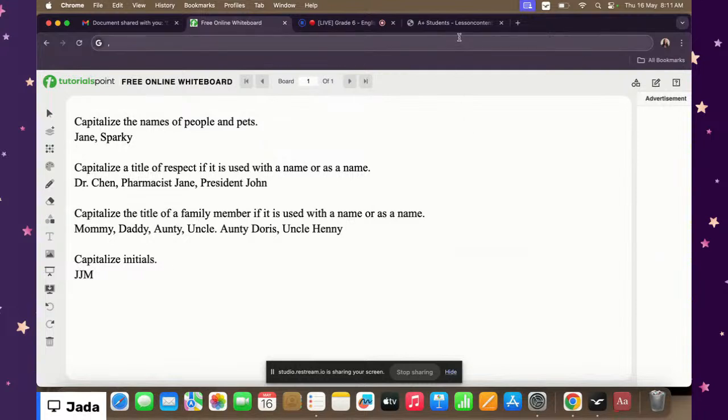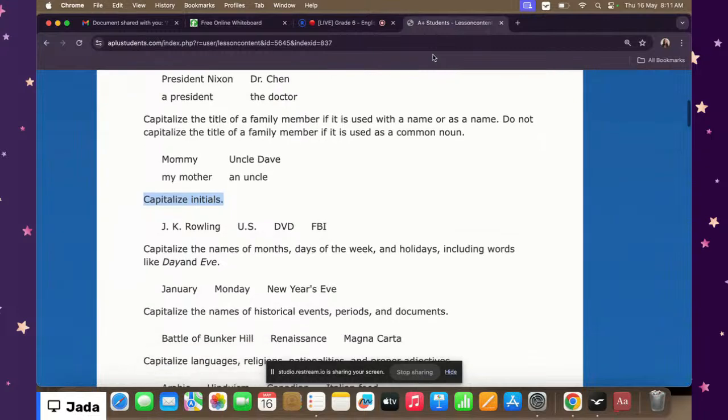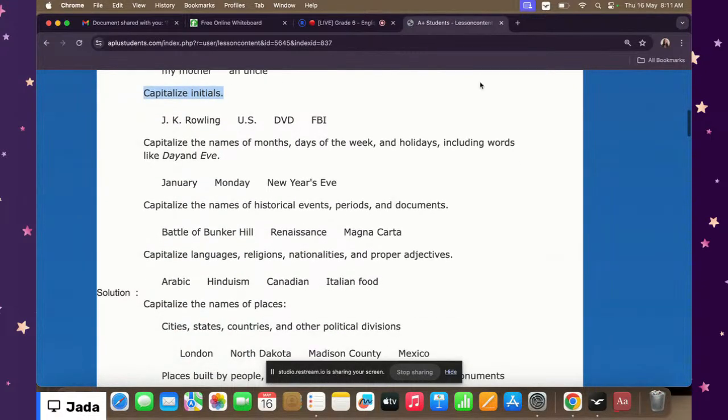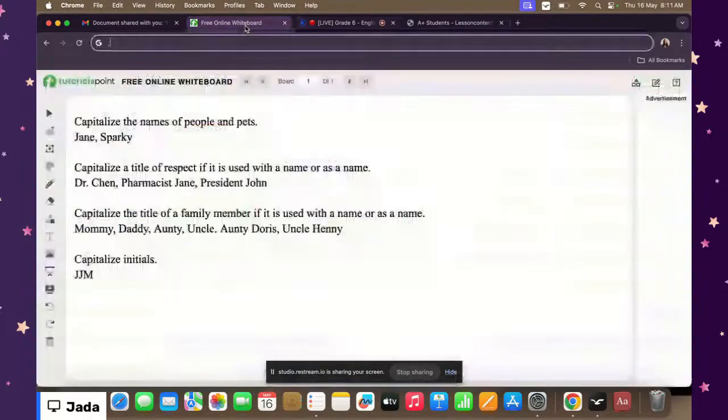And then capitalize the names of months, days of the week, and holidays, including words like day and eve. So you have to capitalize them.